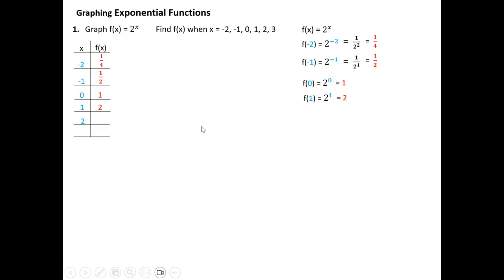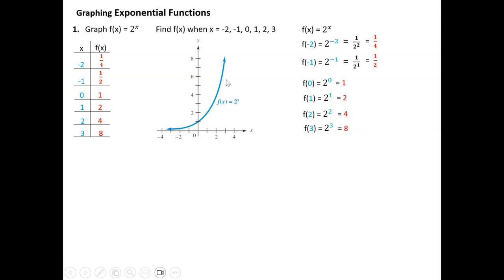Now we're going to evaluate at x equals 2. So when x is 2, y is 4. And finally, when x is 3, we're going to find f of 3, which will be 2 to the third power, which will give us 8. So when x is 3, y is 8. And the graph will look something like this. Well, this is the actual graph.